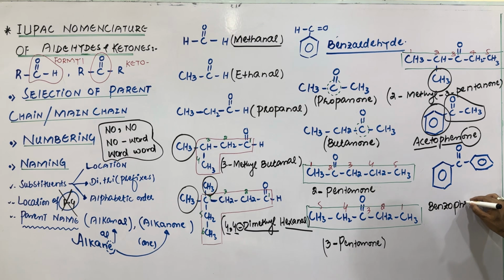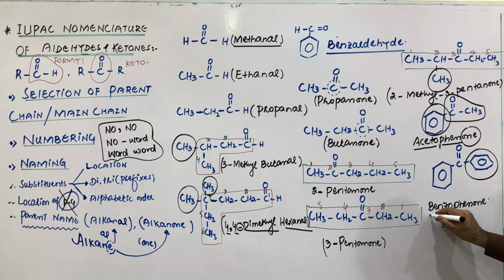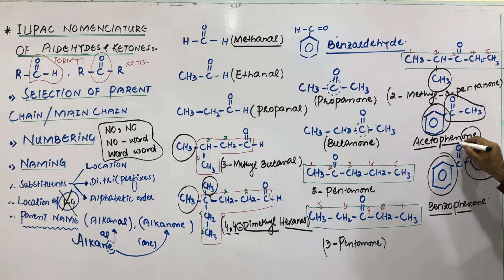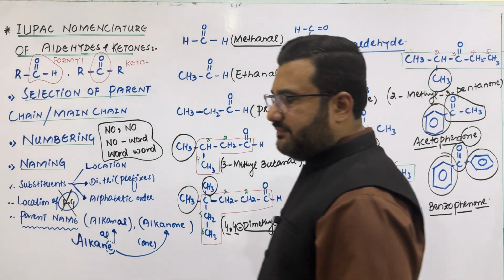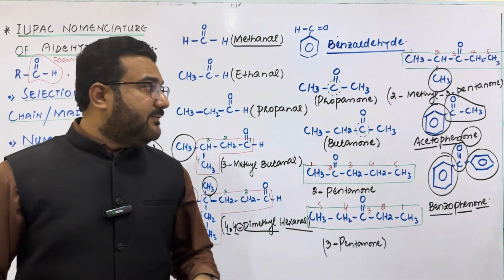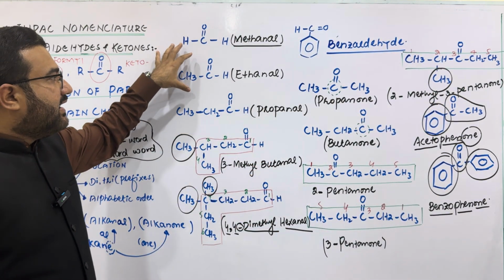Now this should be benzophenone, because this is benzo. Again, phen, this one is the phenyl group, and the keto group has the suffix ONE, so that will be called benzophenone. So in this way, you can name any aldehyde or ketone.